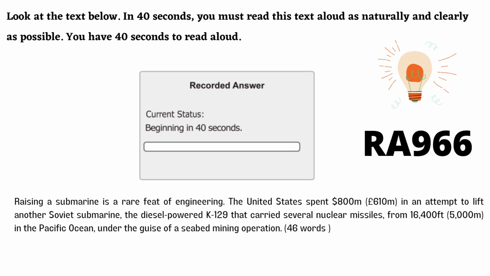Raising a submarine is a rare feat of engineering. The United States spent $800 million, £610 million, in an attempt to lift another Soviet submarine, the diesel-powered K-129 that carried several nuclear missiles, from 16,400 feet, 5,000 meters, in the Pacific Ocean, under the guise of a seabed mining operation.